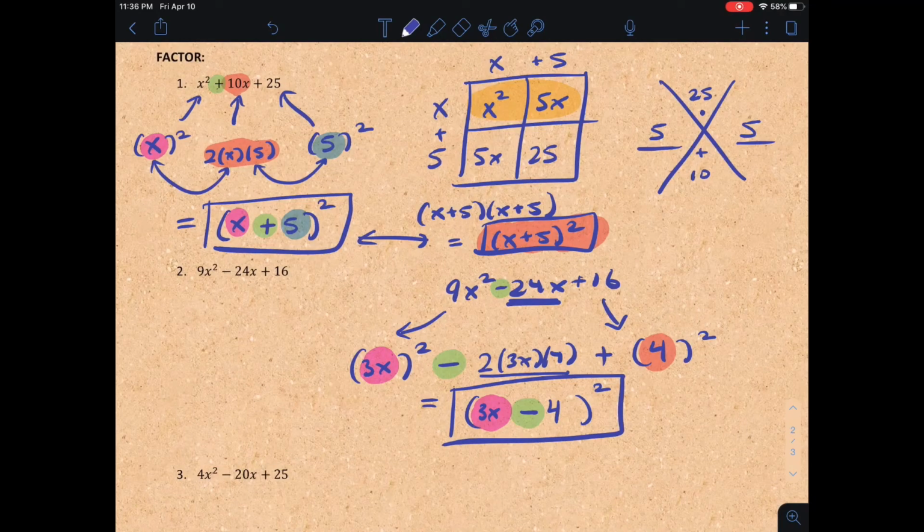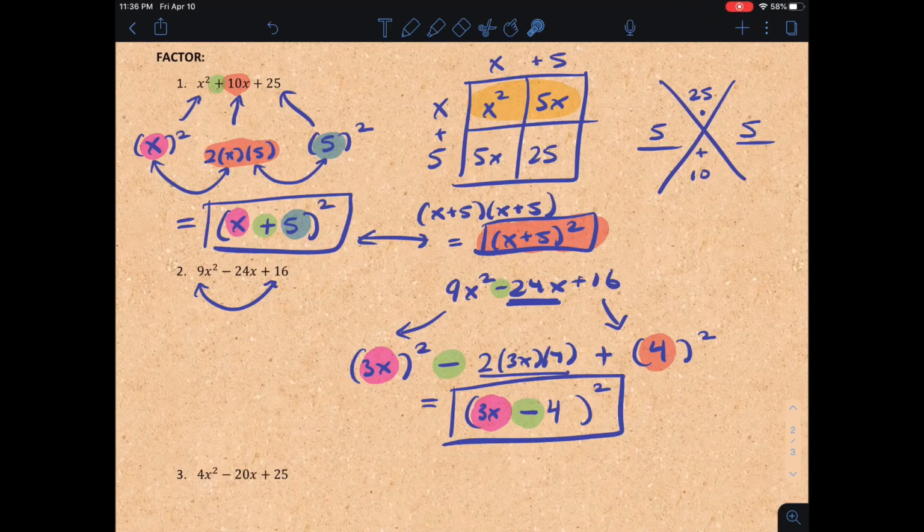This is a lot faster than using the Xbox method, because if you use the Xbox method, you'd have to multiply 9 times 16, which is such a big number, and it would take a while to figure out. So you always want to look for the structure, but keep in mind, just because it's a trinomial doesn't mean it's always going to be a perfect square trinomial. Sometimes you will have to use the Xbox method, especially if this middle term doesn't work out, right? So keep that in mind, okay?